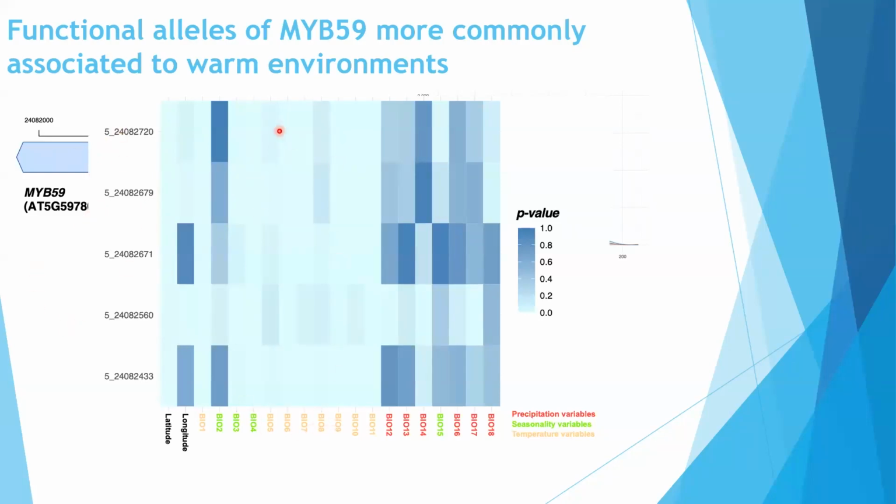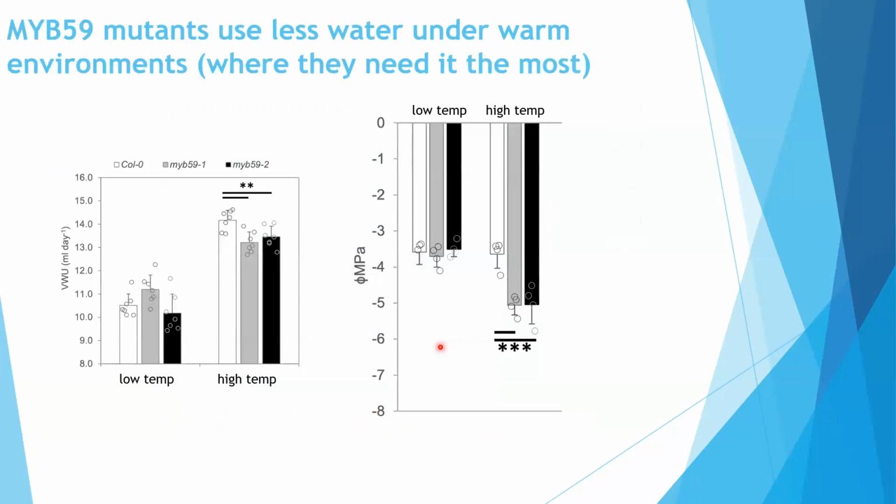And overwhelmingly, there was a significant interaction between the alleles of those polymorphisms and temperature, but we didn't see that with precipitation. So again, this is reinforcing the idea that MIB59 is associated with water use for an adaptive purpose. And as I mentioned, previous studies have mutated MIB59, so they've knocked it out with CRISPR. We asked the authors if we could have those seeds.